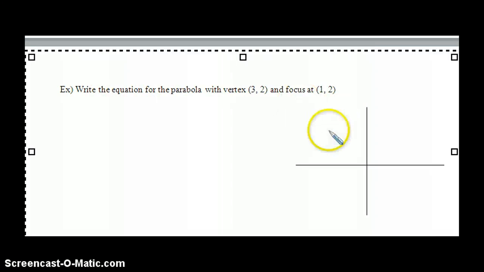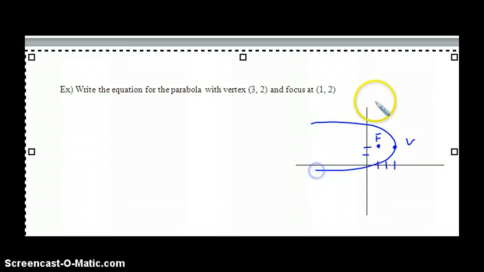So keeping that hint in mind that I just said, let's make a quick sketch of what I'm given. Vertex is at 3, 2. Focus is at 1, 2. Again, when we label these, let's put F's and V's next to them. So now I know that my graph is opening to the left. So when my graph opens to the left, I use the form where the y value is being squared. So let's write that form down.